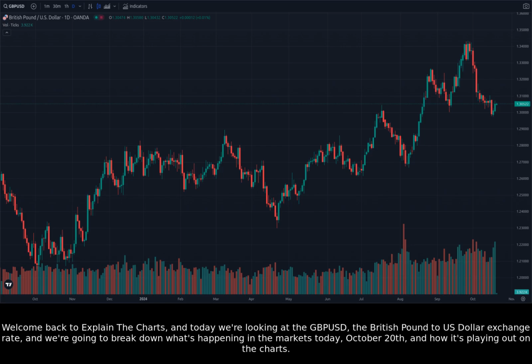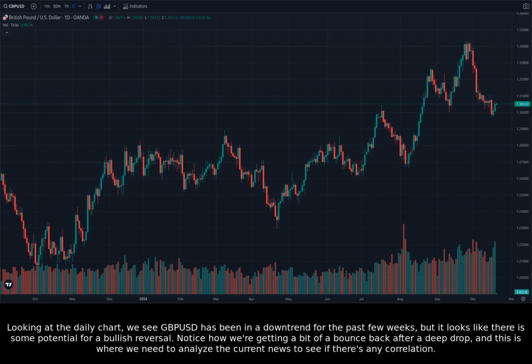Looking at the daily chart, we see GBPUSD has been in a downtrend for the past few weeks, but it looks like there is some potential for a bullish reversal. Notice how we're getting a bit of a bounce back after a deep drop, and this is where we need to analyze the current news to see if there's any correlation.